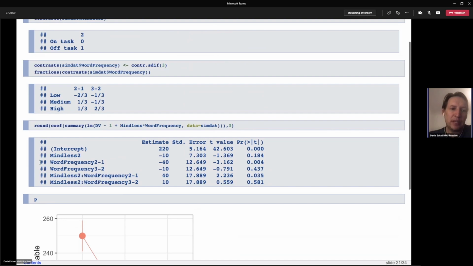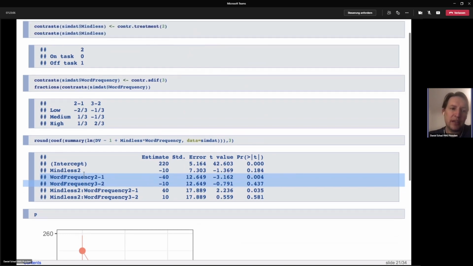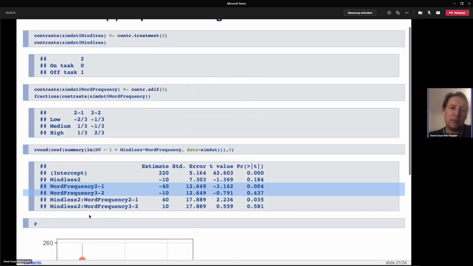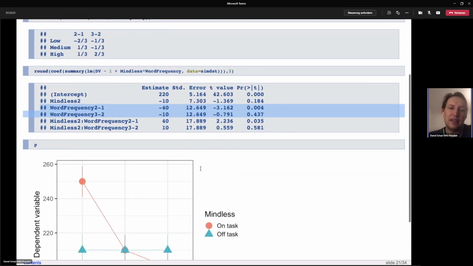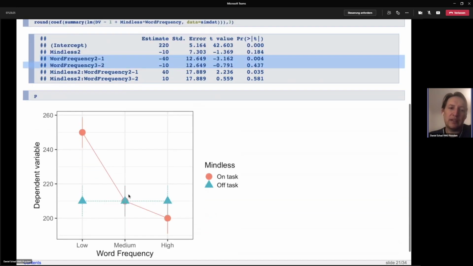So how about when we want to interpret the word frequency effects? If we want to interpret the word frequency effects, we will have to check what the mindless reading condition is coded as. It's coded as a treatment contrast. So that means the word frequency effects that we have here are testing the effect of word frequency in the baseline condition of mindless reading. So that's when we are on task. Okay, so that's the red line. And then we can have both comparisons.